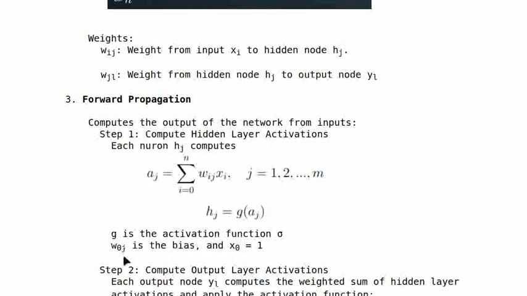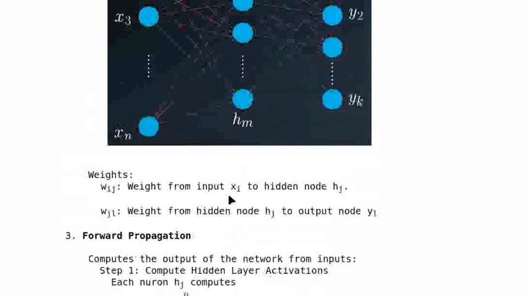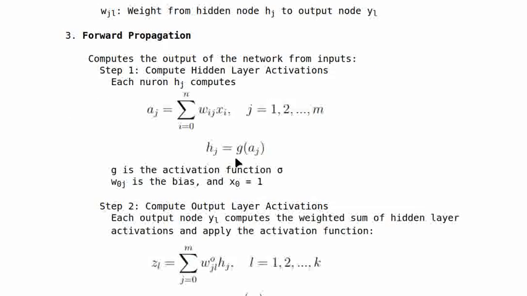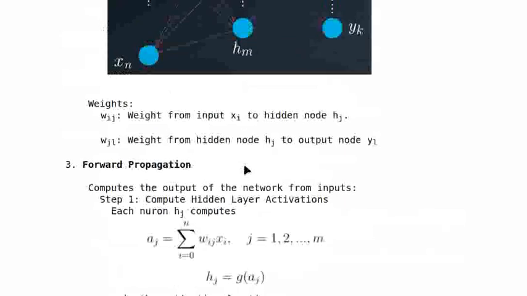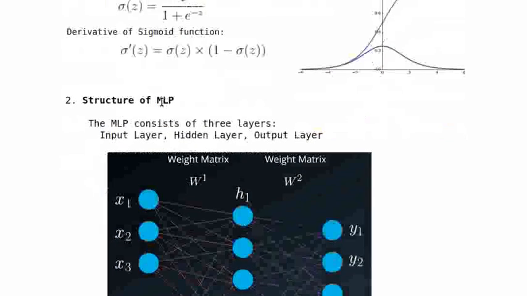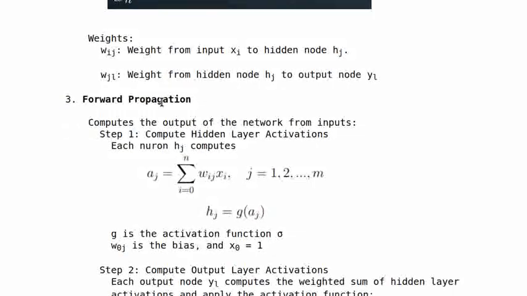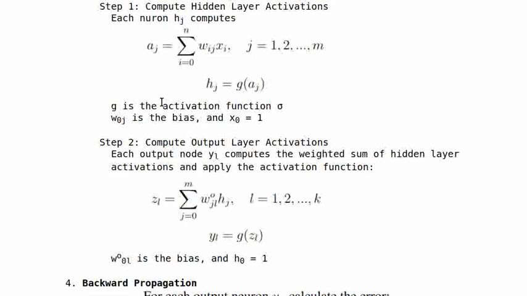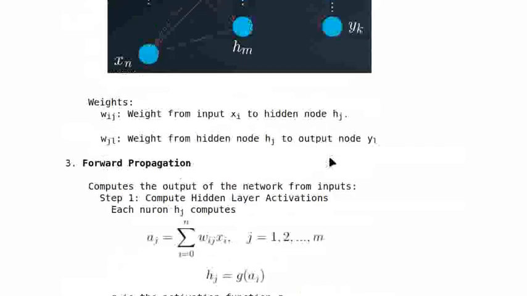And w0j is the bias. And then each neuron will compute hj given by g(aj). aj is the input to hj, and g is the activation function sigma here. So that's the first step. And then in step 2, we compute the output layer activation from the hidden layer.